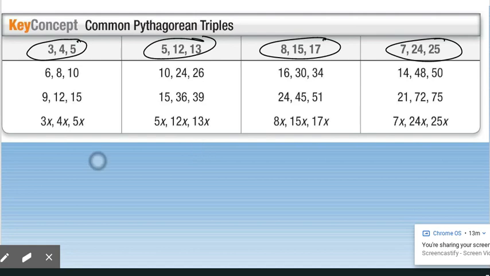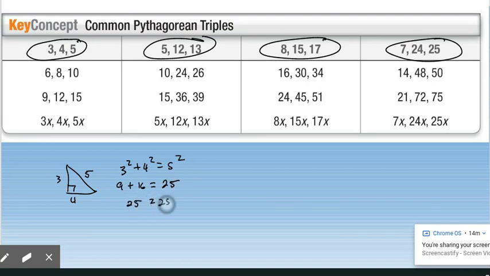And like 3, 4, 5, if I looked at Pythagorean theorem with that, I get 3 squared plus 4 squared equals 5 squared. Well, 3 squared is 9, 4 squared is 16, 5 squared is 25. And look at that. I get 25 equals 25. It's a nice little deal. You get nice values to work with.